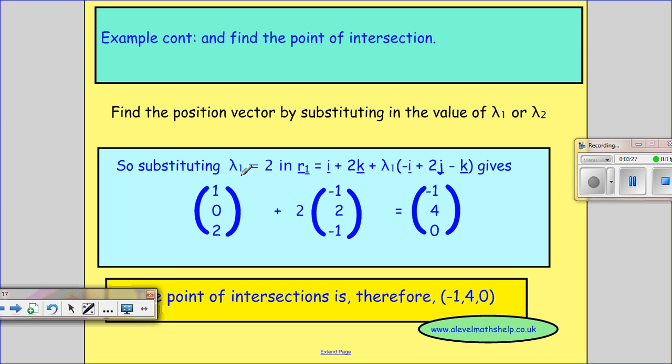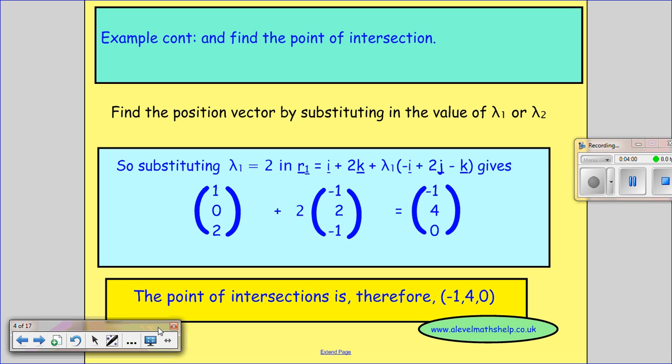So I'm going to substitute lambda 1 equals 2 into R1. So I'm going to get, putting it in column vector form, so this is i, j, k, I've got 1, no j's, 2, plus 2 lots of minus 1, 2, minus 1 here. And then working this out, I got 1 plus 2 times minus 1 gives me minus 1, nothing, plus 2 times 2 is 4, 2 plus 2 times minus 1 gives me nothing. So then from that I can say that the point of intersection is therefore at the point minus 1, 4, 0.